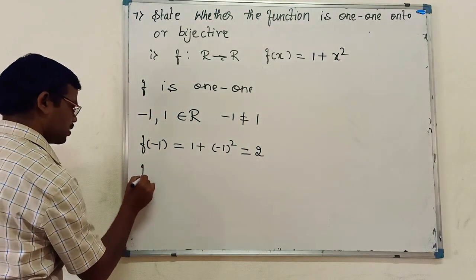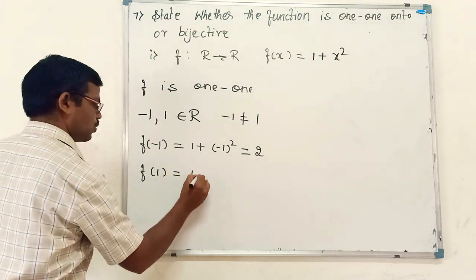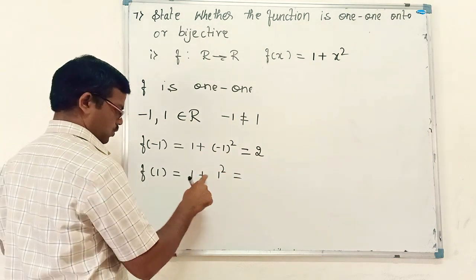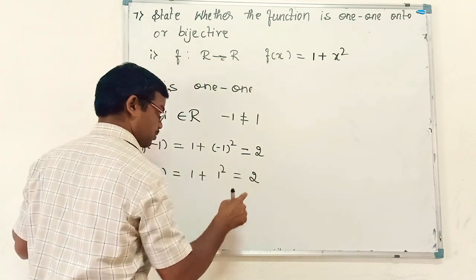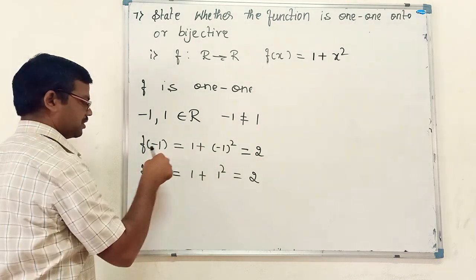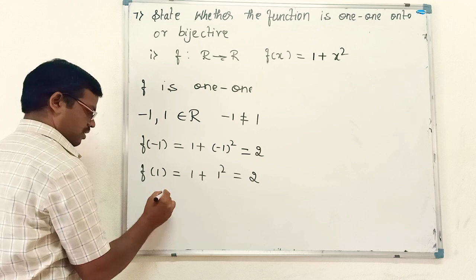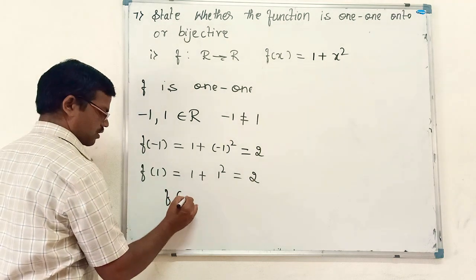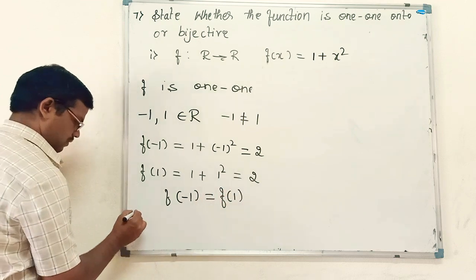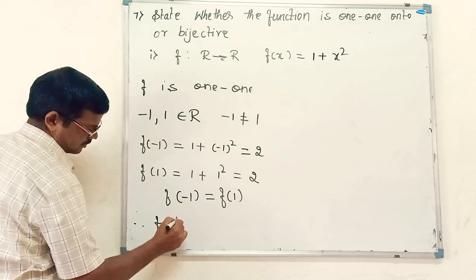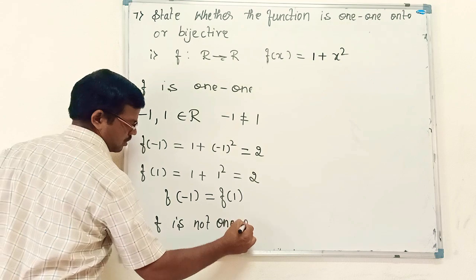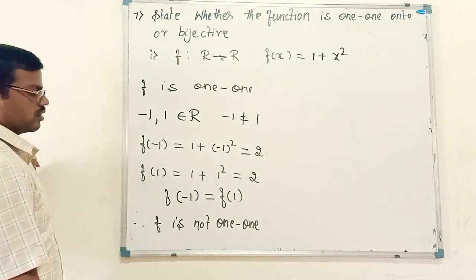And next we find out f of 1. F of 1 is equal to 1 plus 1 squared. 1 squared means 1. 1 plus 1 is 2. So 2 is equal to 2. Here we got different elements, same images. Then what can we say? It is not a 1-1 function. F of minus 1 is equal to f of 1. Therefore, f is not 1-1.